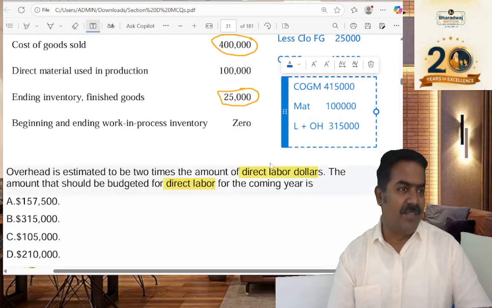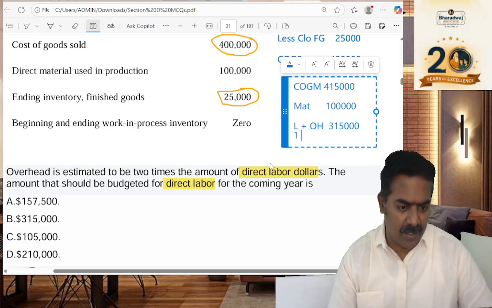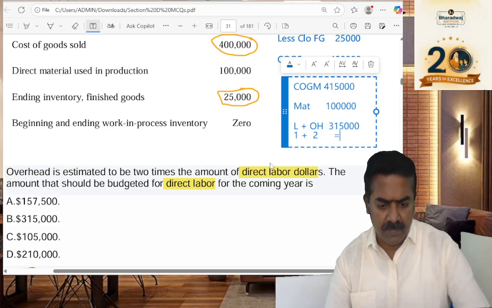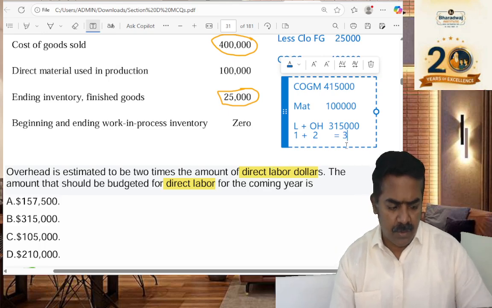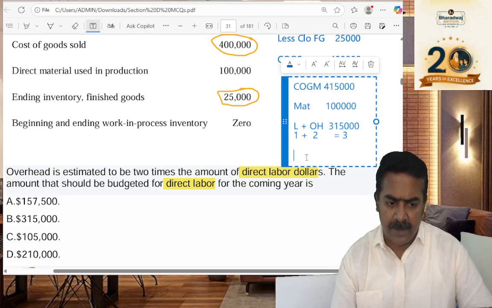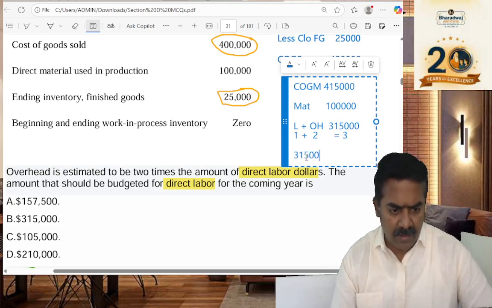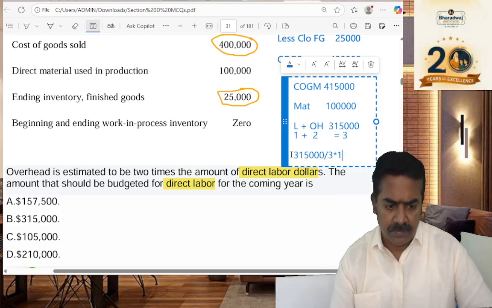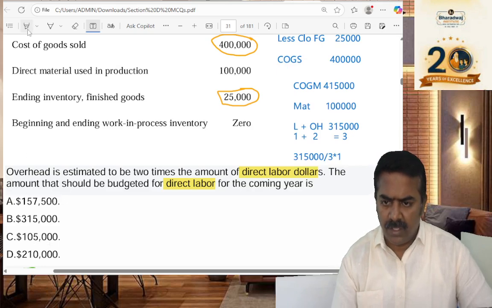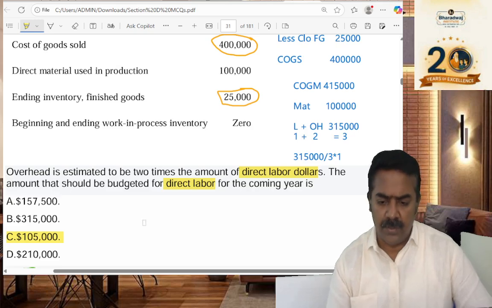Overheads are 2 times of direct labor, which means if labor is 1, overhead will be 2. Total is equal to 3. 3,15,000 by 3. So if 3 is 315, what is 1? What is 1? 1 lakh 5,000. Labor is 1 lakh 5,000.